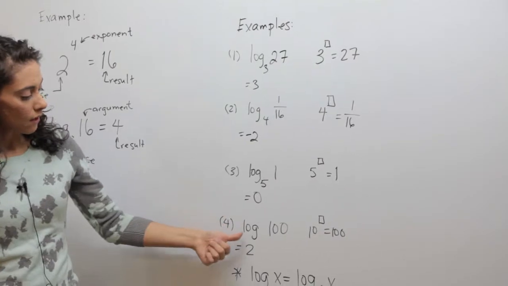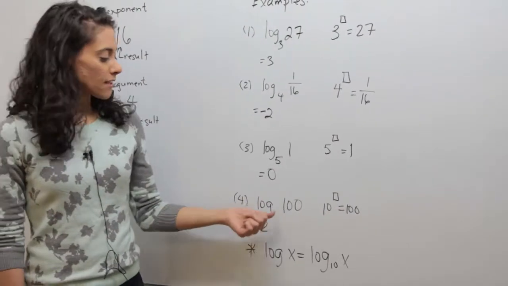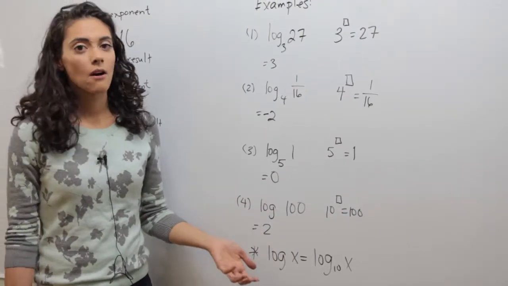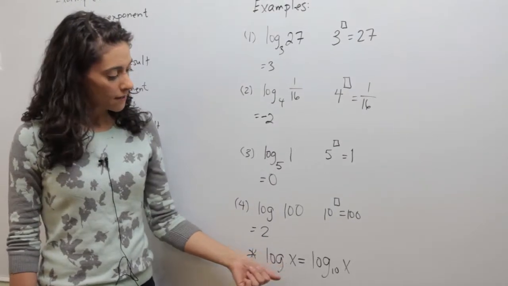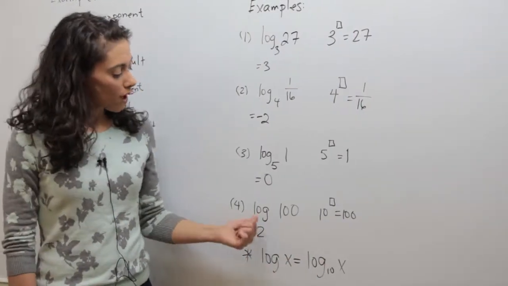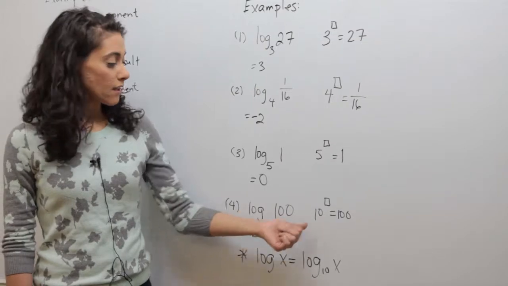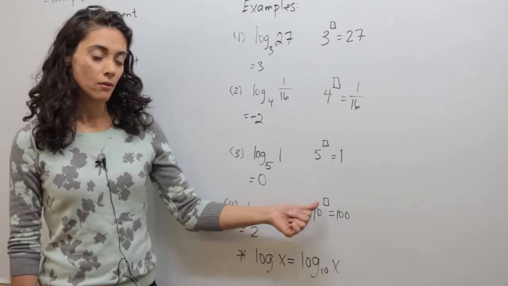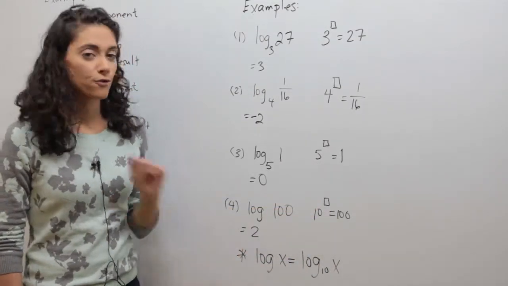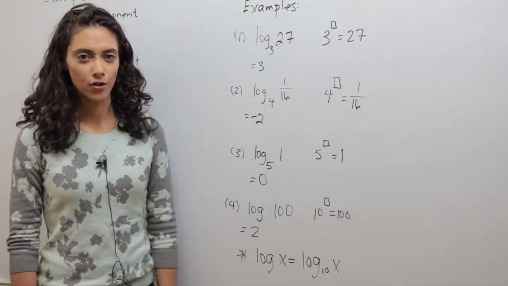And finally, log of 100. Notice I didn't write a base. We call this the common logarithm. If you don't see a base, the base is 10. So log of 100, we're asking ourselves, 10 raised to what exponent results in 100? The answer, of course, is 2. 10 to the power of 2 is 100.